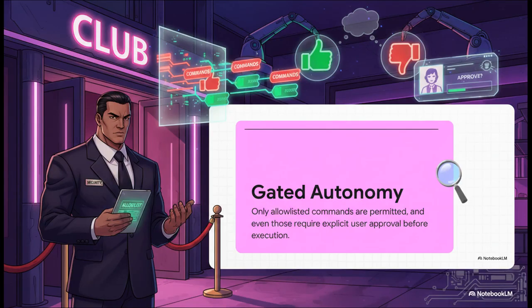So the first pillar of safety is what's called gated autonomy. Think of it like a bouncer at a really exclusive club. First, only commands on the approved list, the allow list, are even allowed to get in line. But even for those pre-approved commands, the bouncer still comes back to you for a final thumbs up before letting them run. This two-step process is your primary defense against any oops moments.